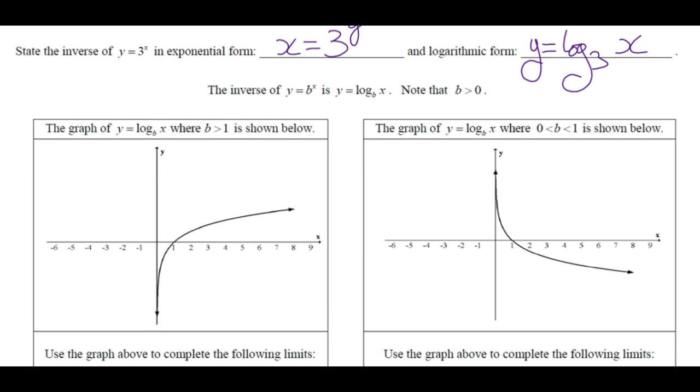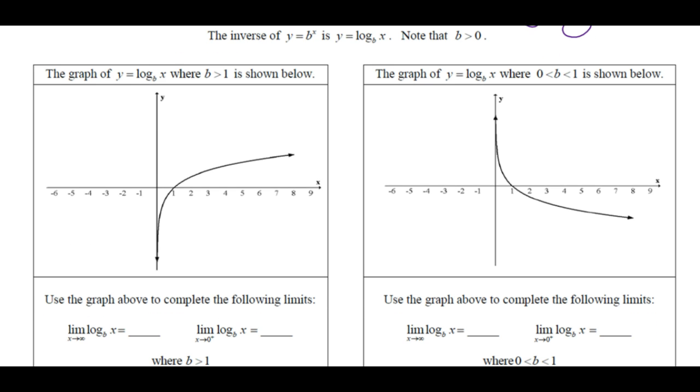So the inverse of y equals b to the x is y equals log base b of x. Notice the bases are the same: the base of the exponential function, the base of the log. b has to be greater than 0. Okay, so we can't do negatives. Can't have a negative base.